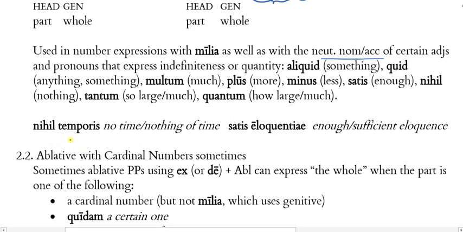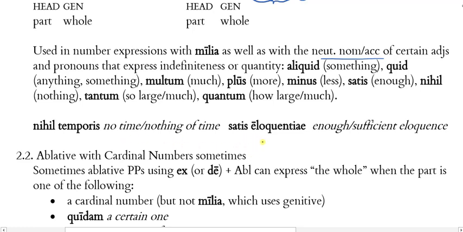So nihil temporis, no time or nothing of time. This of here will sound superfluous in English, so you probably wouldn't want to say nothing of time, right? Probably no time. This is a better way to translate that.